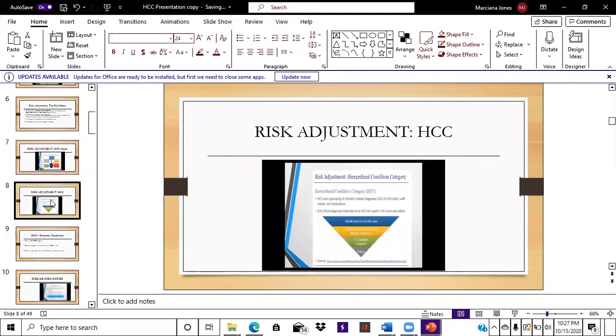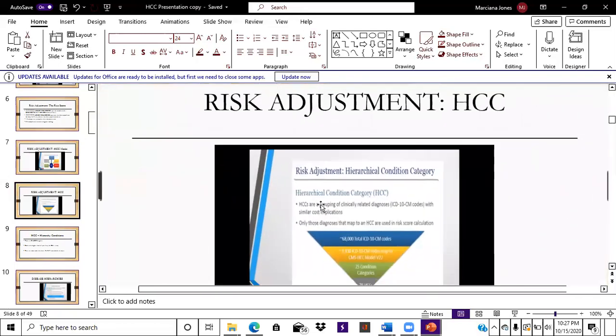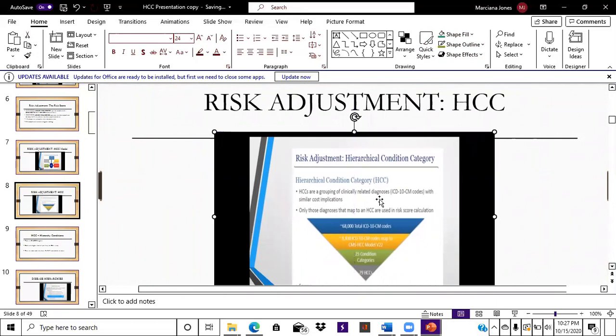Okay, so risk adjustment HCC. Basically, this all kind of funnels down, and I'll make it bigger so you can read this. We now have about 70,000 ICD-10 codes, close to 9,000 that map into these risk scores. They go into 25 condition categories, which are whittled down into 79 HCCs, and we'll look at how that's actually set up.